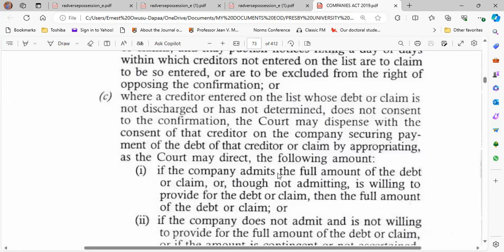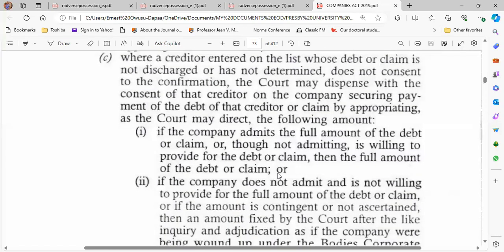Yeah, so where a creditor entered on the list, whose debt or claim is not discharged or has not been determined, does not consent to the confirmation, the court may dispense with the consent of that creditor on the company securing payment of the debt or claim by appropriating, as the court may direct, the following amount. One, if the company admits the full amount of the debt or claim, or, although not admitting, is willing to provide for the debt or claim, then the full amount of the debt.